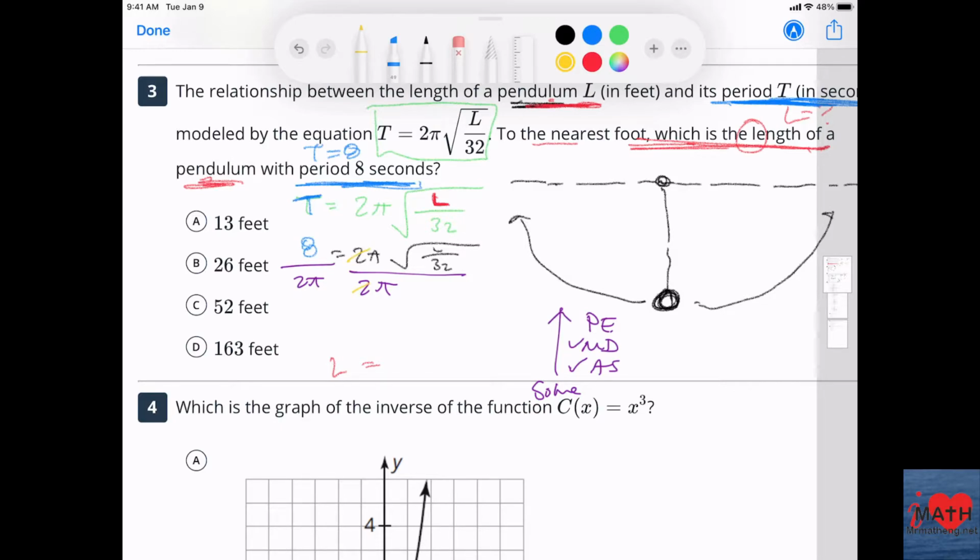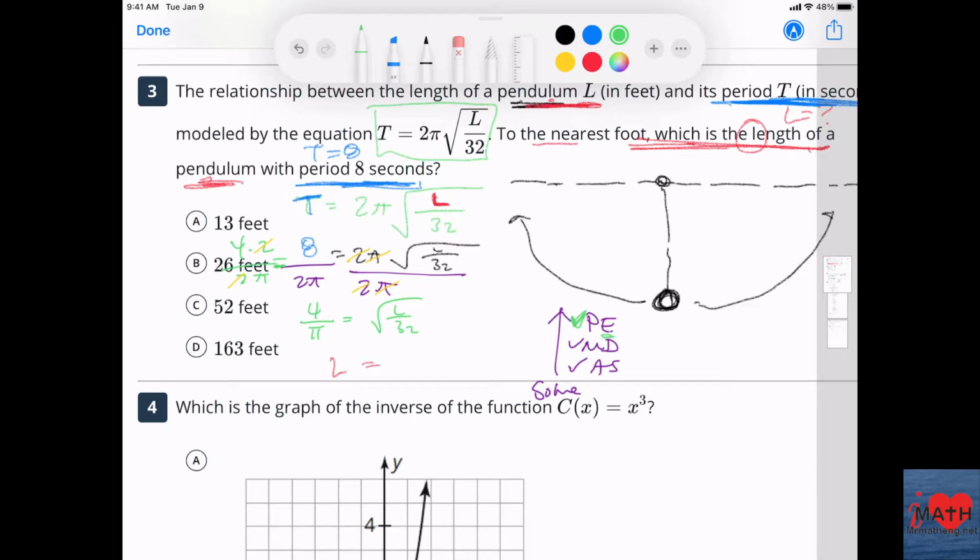2 divided by 2 is 1. Pi divided by pi is 1, so they've canceled. 8 divided by 2 is 4. So that is 4 times 2 over 2 pi. Those are equal, and what I'm doing here is just canceling this 2. So essentially that left side is really 4 over pi equals the square root of L divided by 32.